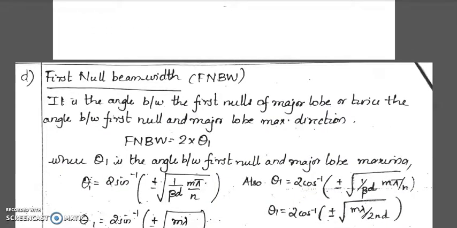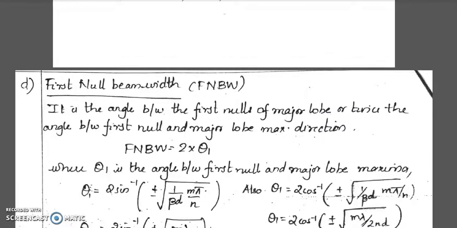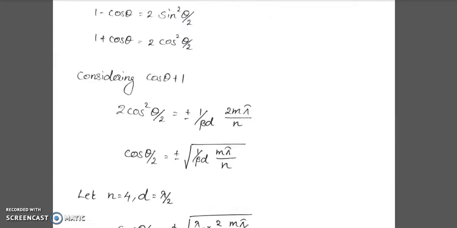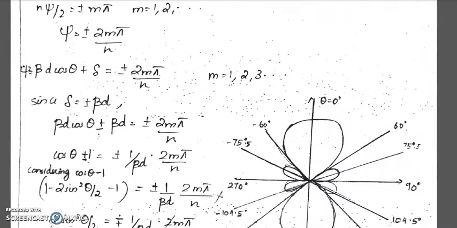Next we discuss the first null beam width. We know that theta is the angle measured from the z axis. Let us consider theta 1. Theta 1 is the angle between the direction of the major lobe and the first null beam. That is, this is theta 1. So we can say that the first null beam width is 2 into theta 1, in this equation, here in between 60 and minus 60. That is 2 into theta 1.